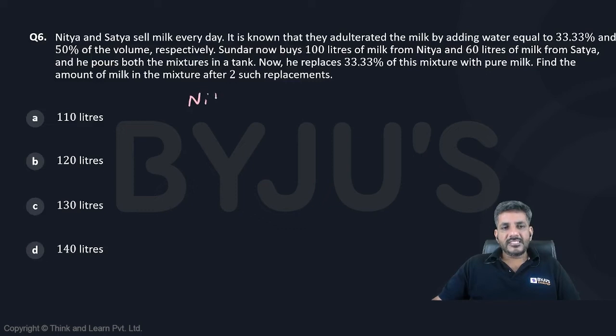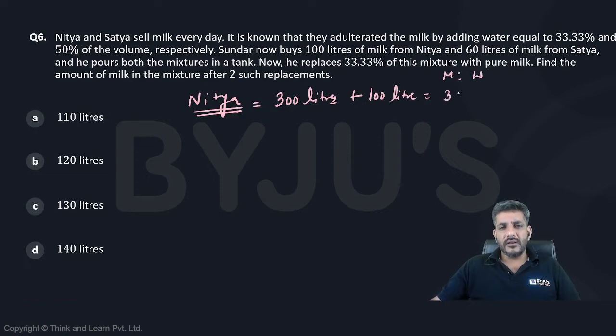Okay, let's start talking about Nitya. So Nitya adulterated the milk by adding water equal to 33% of the volume. So let us say Nitya originally had 300 liters, right? Why 300? So that I can easily calculate 33.33%. Nitya added 100 liters of water into it, and that way I can say in Nitya's mixture, milk and water are in a ratio of 3:1.